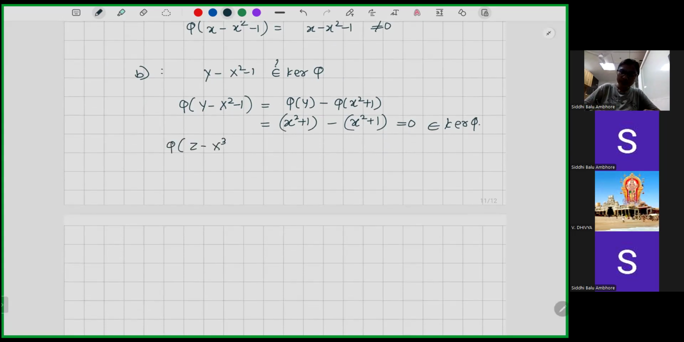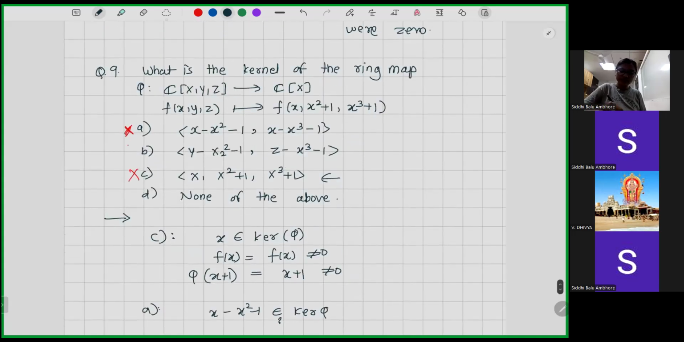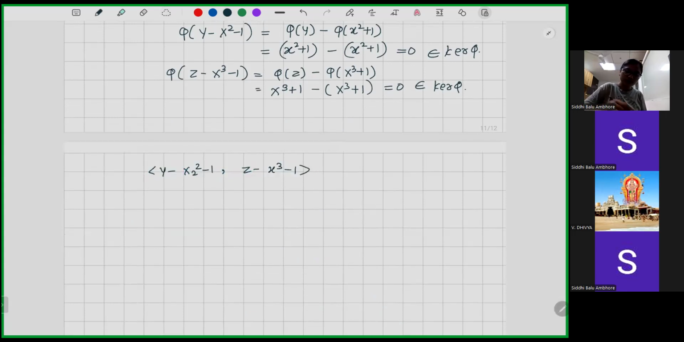Similarly, when I do this z minus x cube minus 1, this is phi of z minus phi of x cube plus 1. And phi of z is this, and minus this goes as it is, which is again 0, and that's why this belongs to kernel phi. But again, whatever this ideal here is, we can only say that it belongs to the kernel of phi. But now we want to check whether this is equal or not.